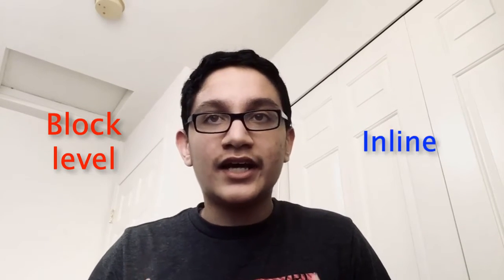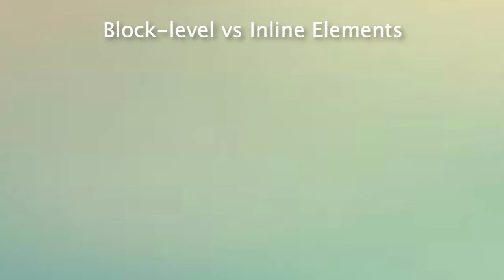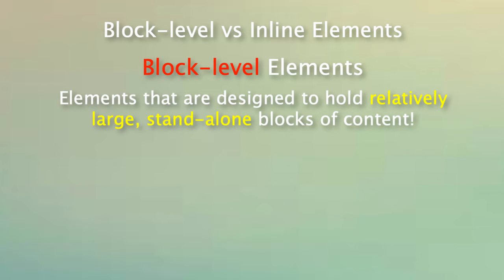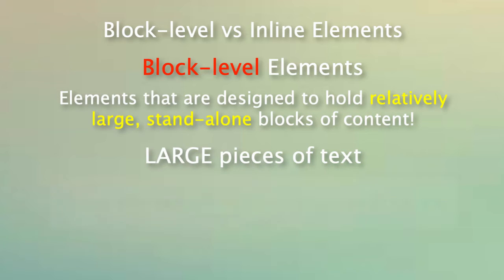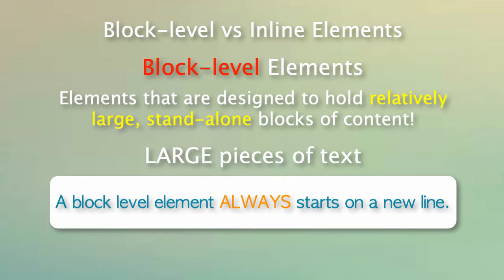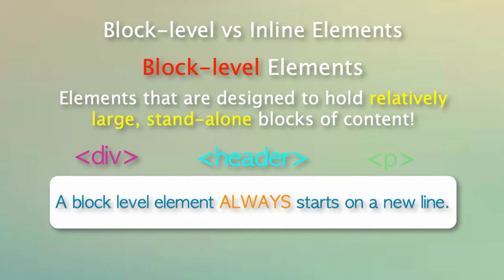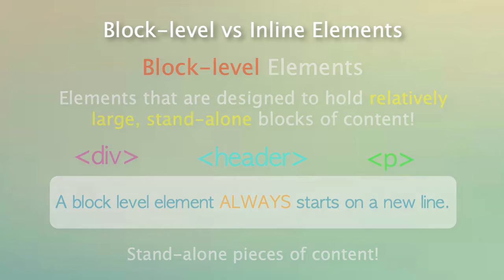The first question we want to tackle is one which involves the difference between block level and inline elements. By definition, block level elements are elements that are designed to hold relatively large or standalone blocks of content, such as large pieces of text. A block level element always starts on a new line. For example, div tags, headers, and p tags are all examples of block level elements due to their ability to hold standalone pieces of content.